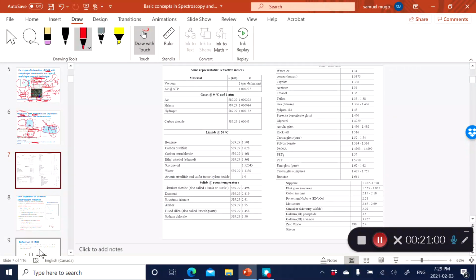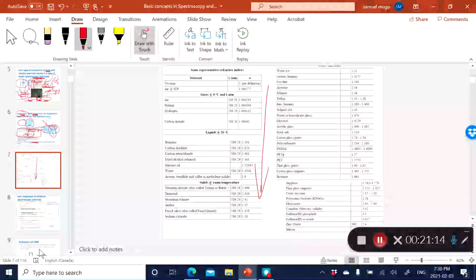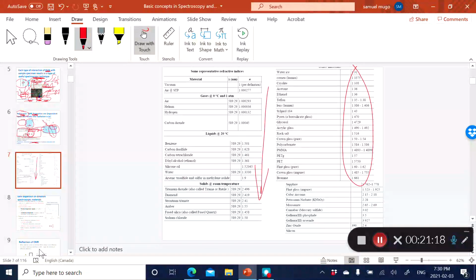And so this slide just shows you different types of refractive indices of different types of materials. Again, just to show you the importance of determining the authenticity or qualitatively characterizing materials, purely based on that simple technique of refraction.